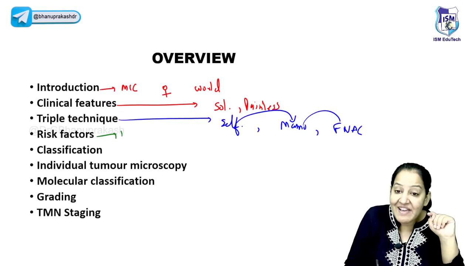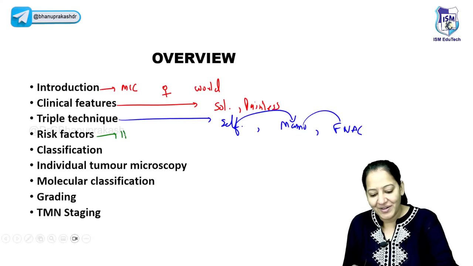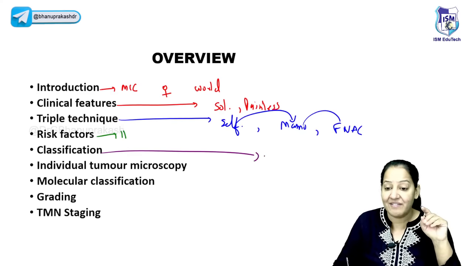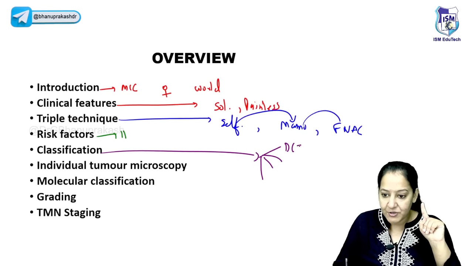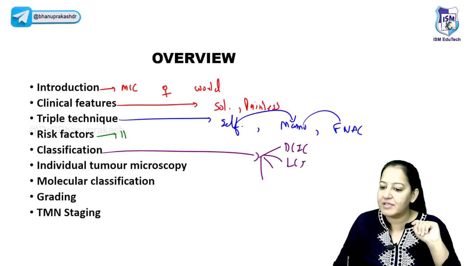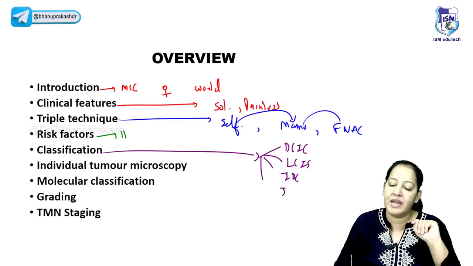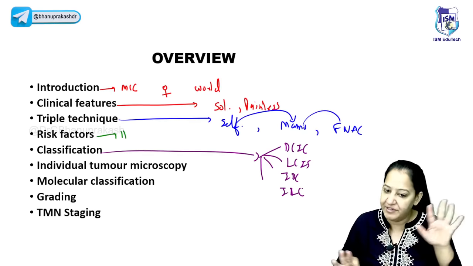Not only this, I told you the 11 risk factors for breast cancer. Not only this, I told you the classification of breast cancer, in which I have given you the detail of the four types of breast cancer. Ductal carcinoma in situ, we have seen the diagram. Lobular carcinoma in situ, invasive ductal carcinoma, invasive lobular carcinoma. I have given you the detail of all.